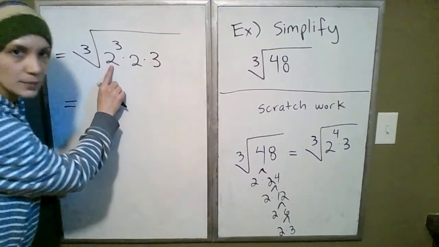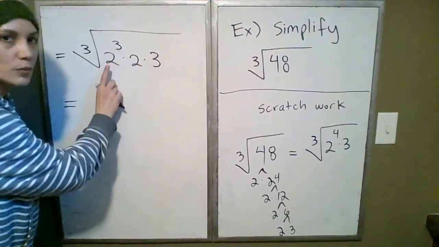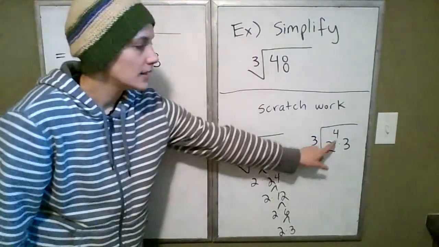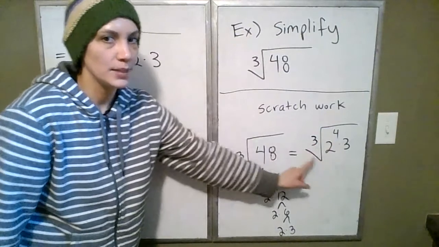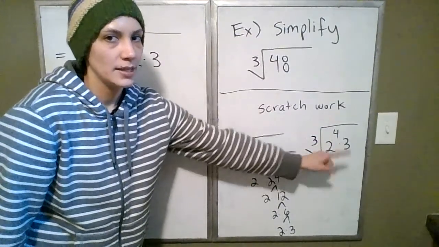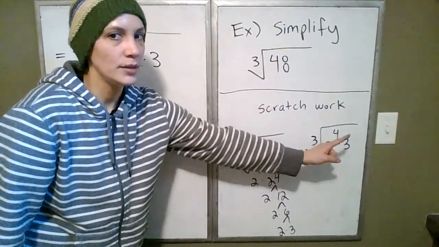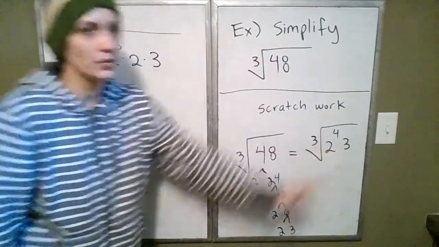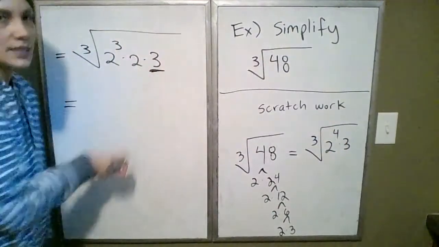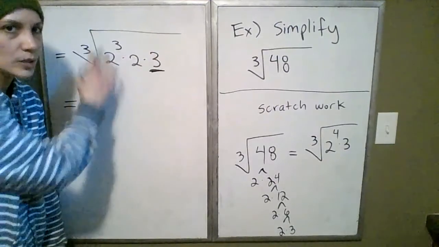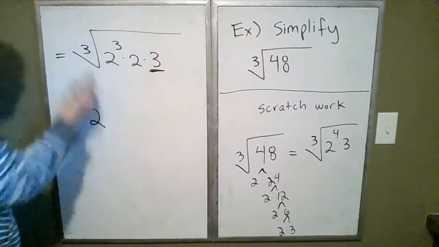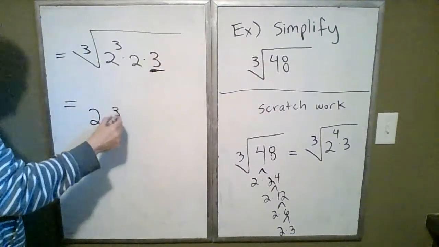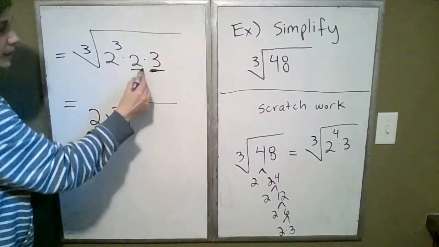Okay, so looking at this part, actually backing up over here, since this power 4 is greater than or equal to the root 3, this piece needs to be simplified. That 3 has a power of 1, which is less than the root, so we're going to have 3 stay right there under the cubed root. This 2 is going to come out. This 2 needs to stay.